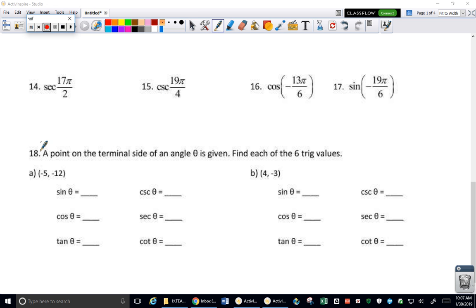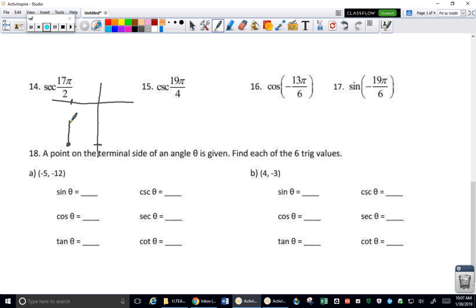So we're doing number 18, which says we have a point on the terminal side of an angle. Find the 6 trig functions. So we have the point (-5, -12), which is 5 units to the left and 12 units down. This is a third quadrant point.